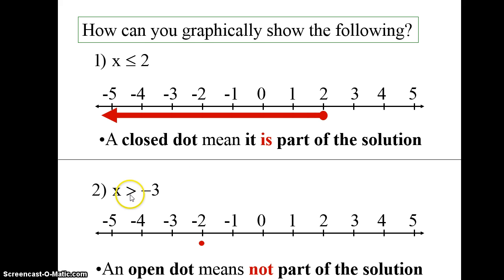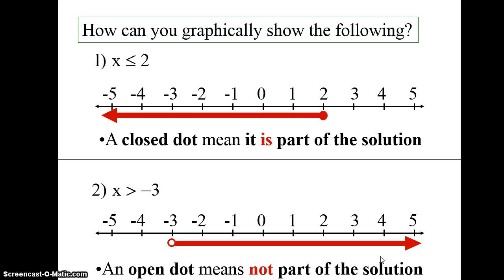Now, a number that would be greater than -3 could be -2, it could be -1, 0, and all the numbers over here on the right. It could be -2.5. It could even be -2 3/4. It could get really close to -3, but it's not going to equal -3 because x has to be greater than that. So we're going to draw an open dot there because it means it's not part of the solution, but everything has to be greater than it. So then I would shade to the right like that.